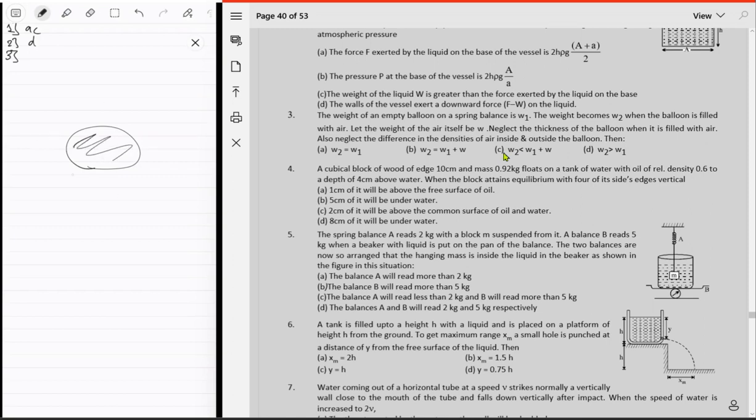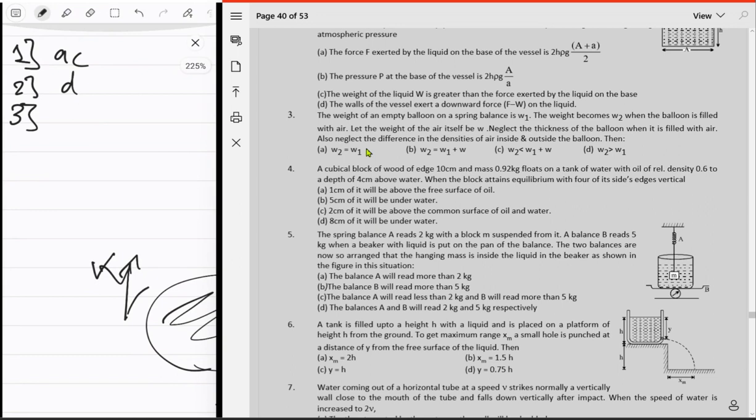So for this whole system, what are the forces acting on it? There's gravity because of this air, so W. But then there's also the buoyant force, which is also W. And then there's W1 because of the balloon itself. So that weight W2 is just equal to W1, in fact. So A is the answer.